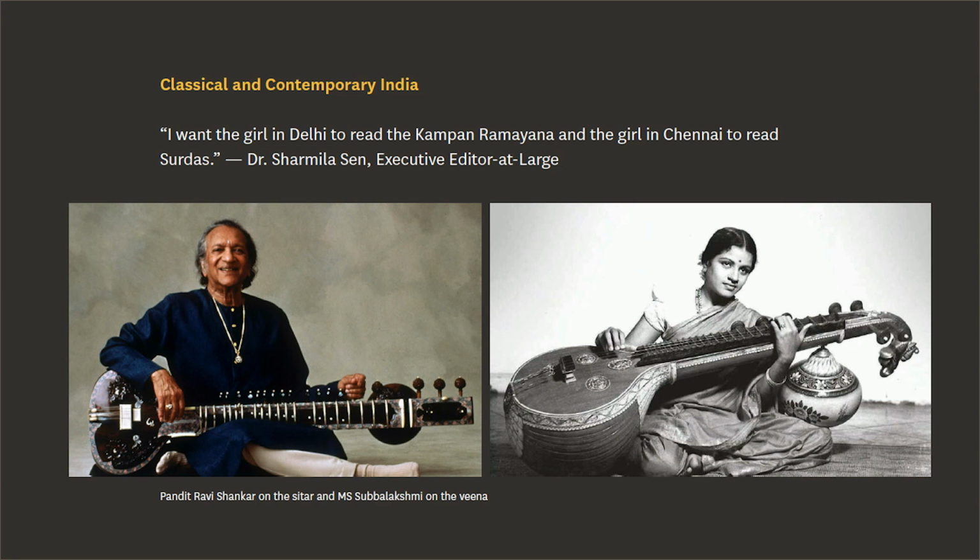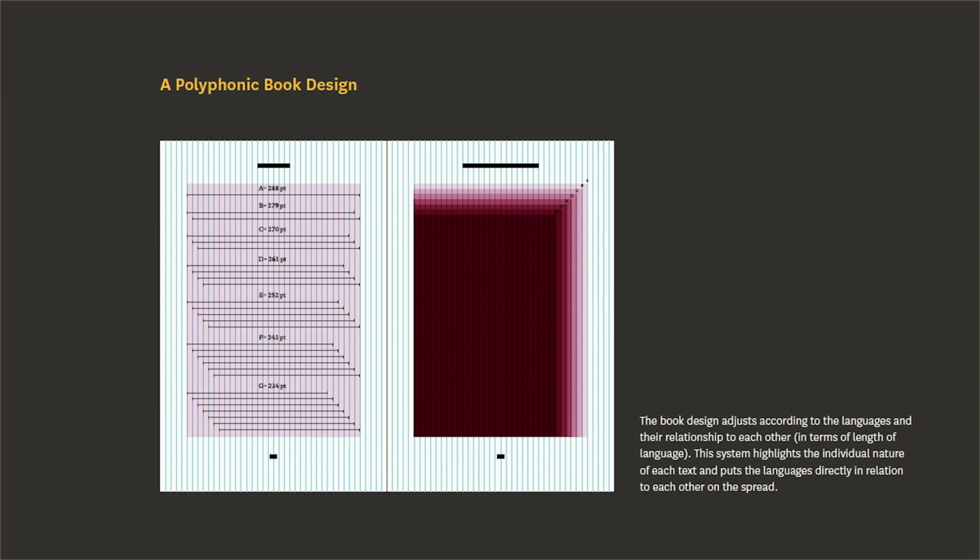Now, in music, polyphony is a texture consisting of two or more independent melodic voices. The approach to the book design asked two questions. Can we design texts where the concept of symmetry is based on the scripts and the languages rather than the aesthetics? And can the content lead the form and still create a well-balanced design?